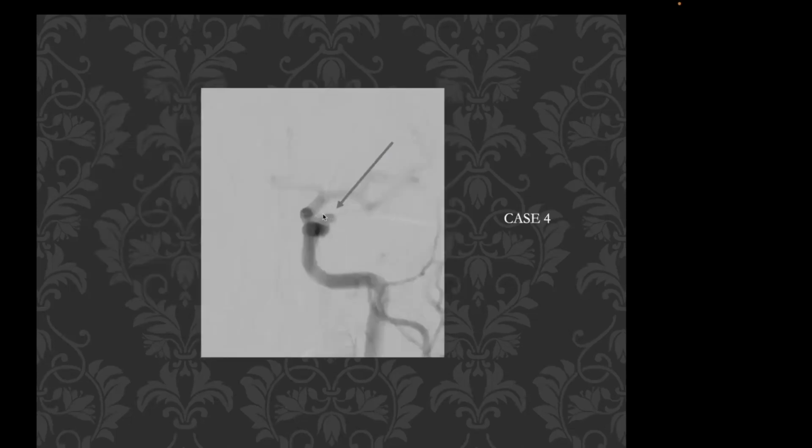This, of course, is an aneurysm because it has about the same attenuation as the parent vessel, as opposed to this and this, which are vascular loops, and DSA does allow that distinction.